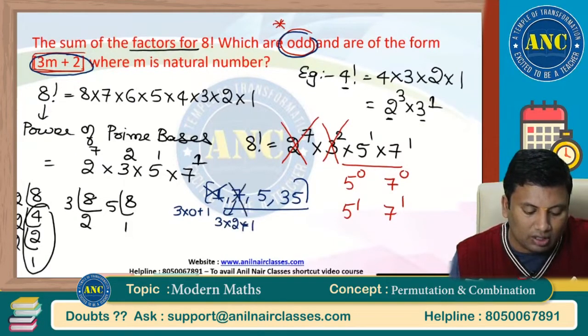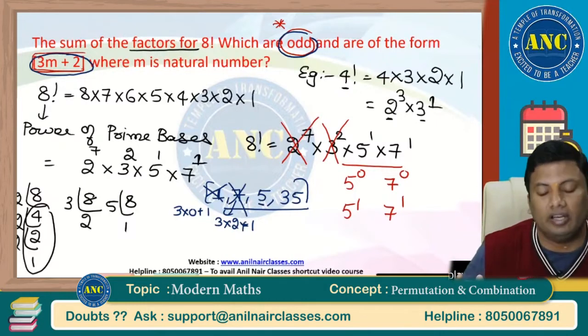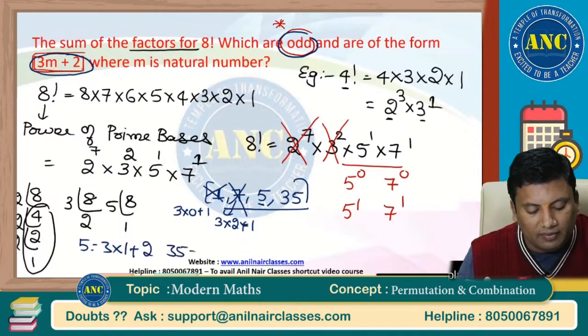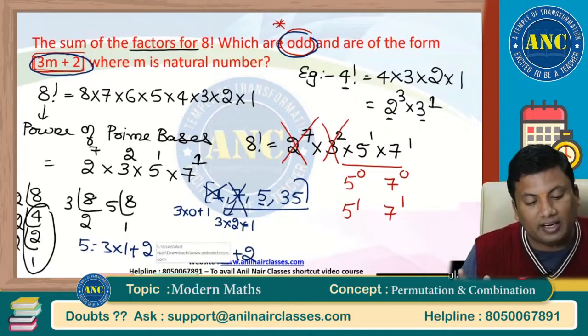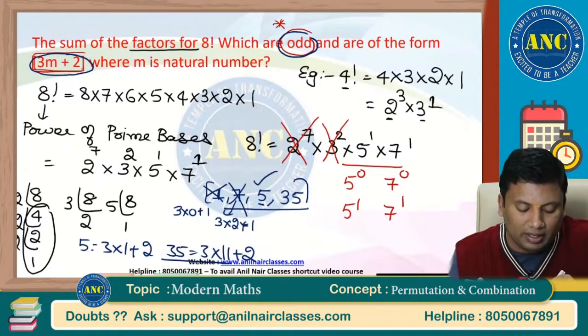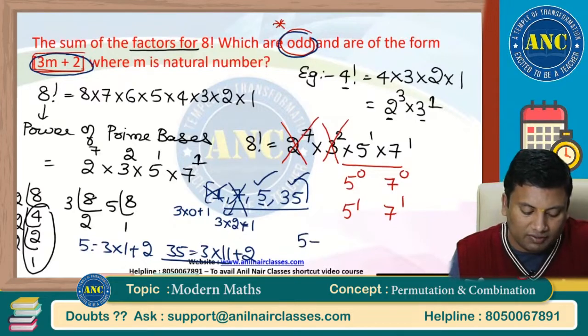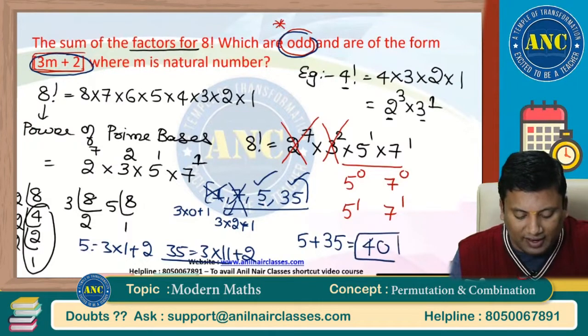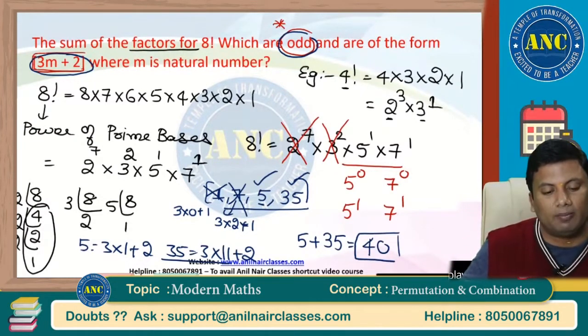These also are not possible. 5 is 3 into 1 plus 2. 35 is 3 into 11 plus 2. So I need to add the factors which are of the form 3m plus 2. 5 is of the form 3m plus 2. 35 is of the form 3m plus 2. 5 plus 35 is nothing but 40. The sum of the factors for this question is nothing but 40.